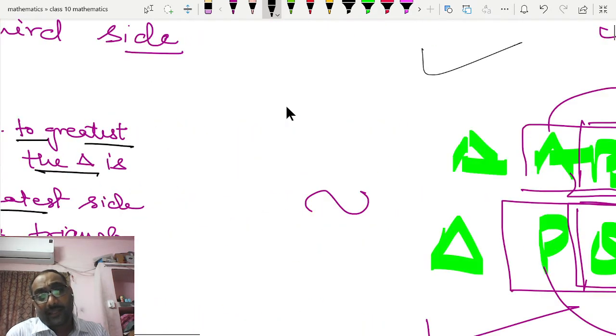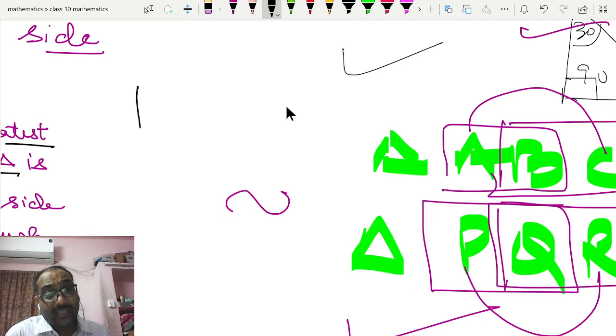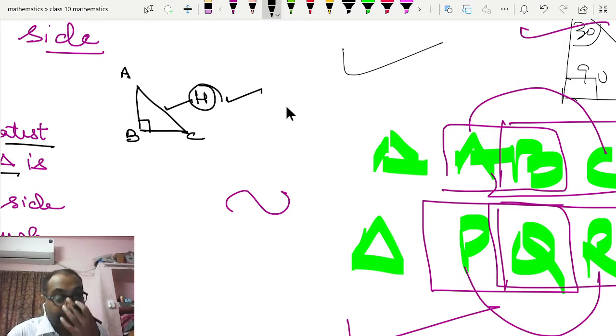Okay, you may take an example of a right angle triangle also. You may see that in a right angle triangle, the greatest angle is of 90 degrees, and the side opposite to the greatest angle is called the hypotenuse, and this hypotenuse is the greatest side, and the angle opposite to the hypotenuse is the greatest angle. So this proves the given statement.